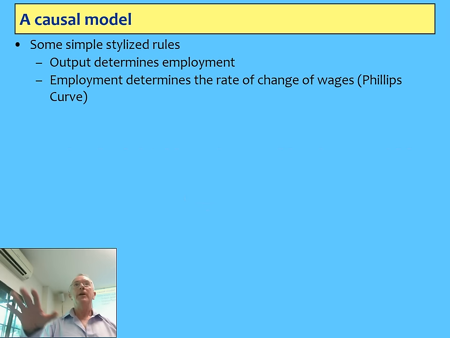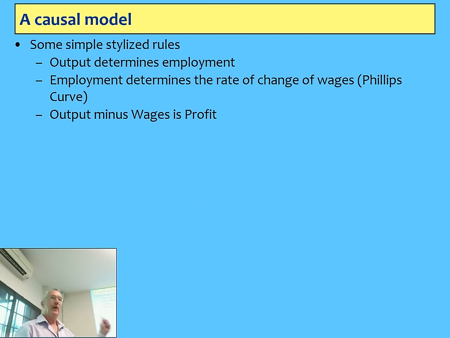Okay, so virtually every economic model has the idea that the level of employment is a major determinant of how much wages change. So we just have that in there. Then if you have output and you have employment and you know the wage rate, you can work out what wages are. So if you subtract wages from output, you have profit. Okay?